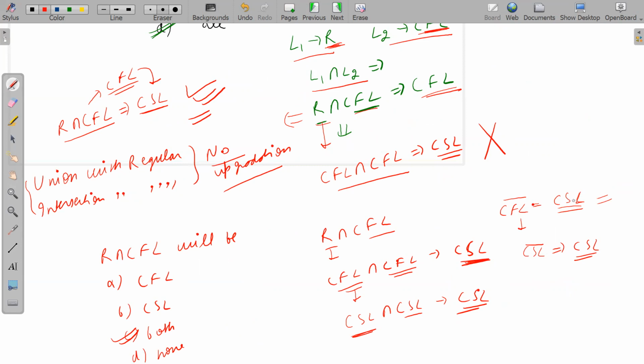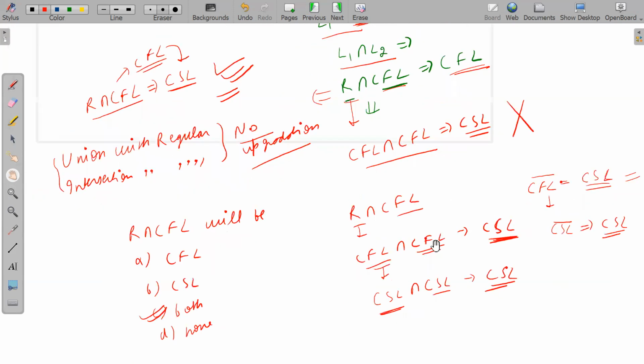Why is CSL the end? Because CSL is closed under each and every operation. If you do the complement of CFL, you will get CSL. If you do the intersection of two CFLs, you will get a CSL. Just try to remember these things. If you are able to follow, then it's fine. If you are not able to follow, just remember this fact: if we are given two CFLs, the intersection will be CSL. This is always true. And if you are given a CFL, the complement of CFL will be CSL. This is always true.